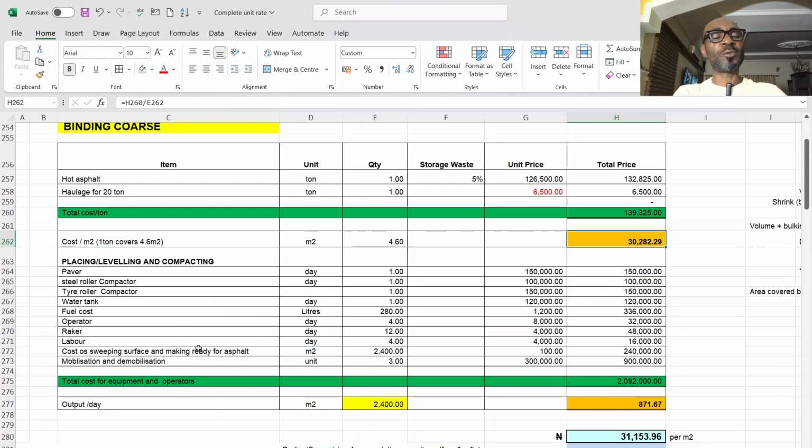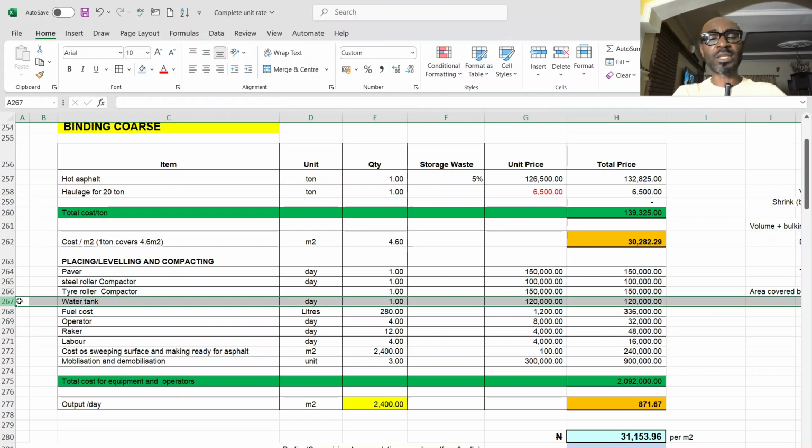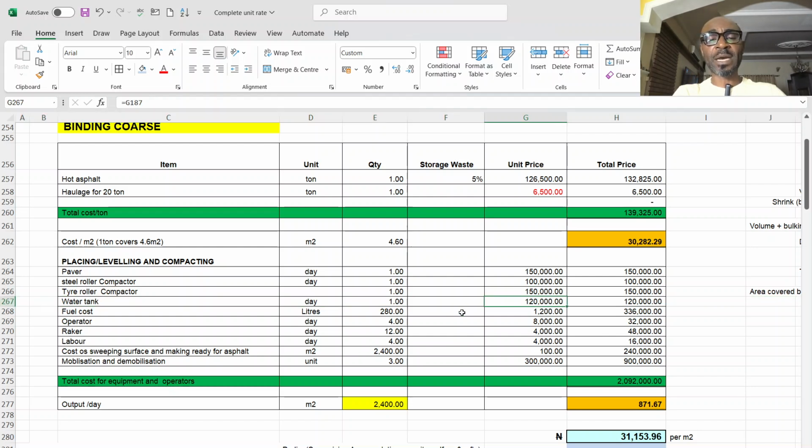Then you're bringing in the cost of equipment for the paver. The daily cost of the paver is 150,000. The daily cost of the steel rolling compactor is 100,000. The soft tire compactor is 150,000. Then the water tanker is 120,000 per day.